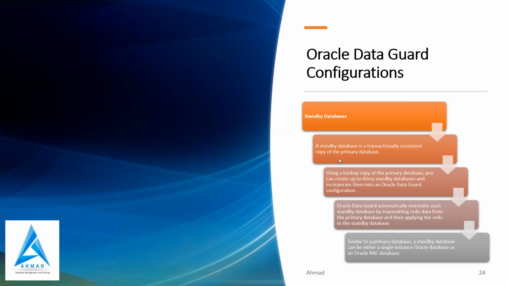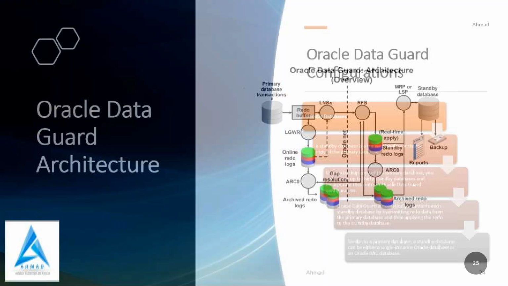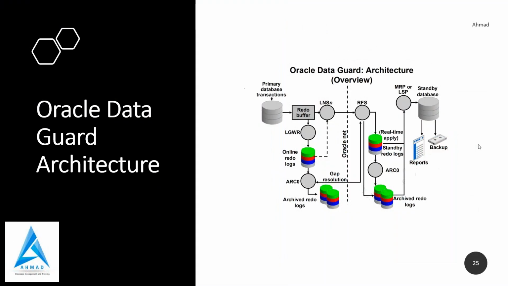Using a backup copy of the primary database, you can create a standby database, and Oracle Data Guard automatically maintains each standby database by transmitting redo data and then applying the redo data on the standby. That is the main concept. And similar to the primary database, a standby database can also be a single instance or RAC. So it depends.